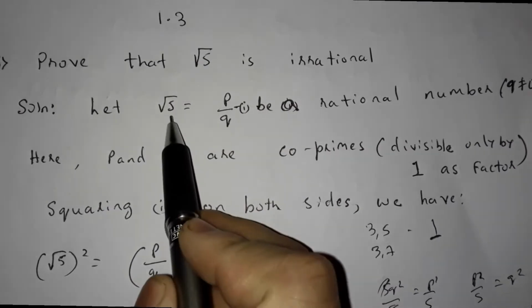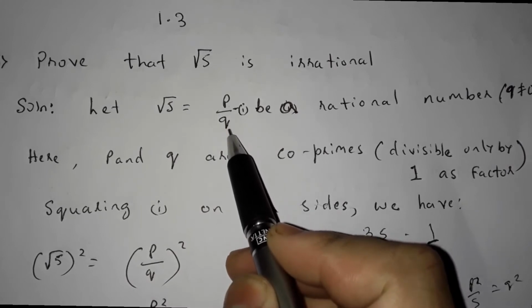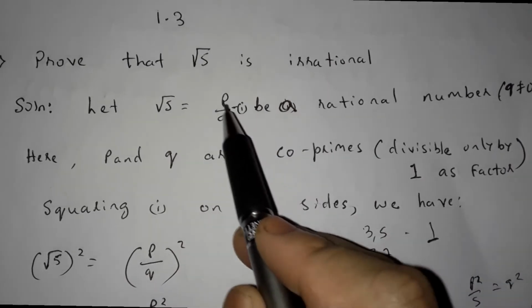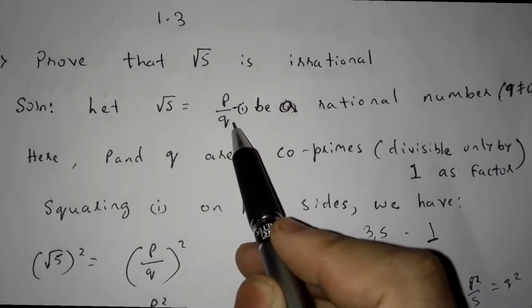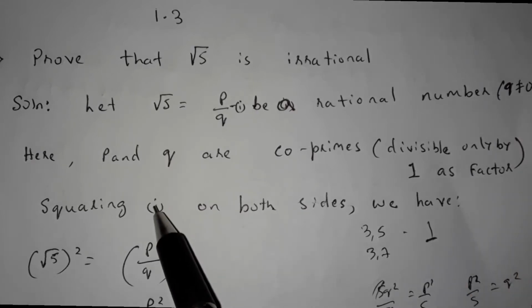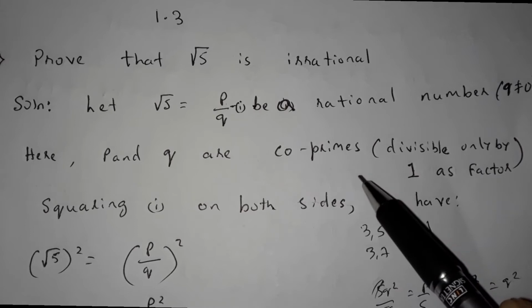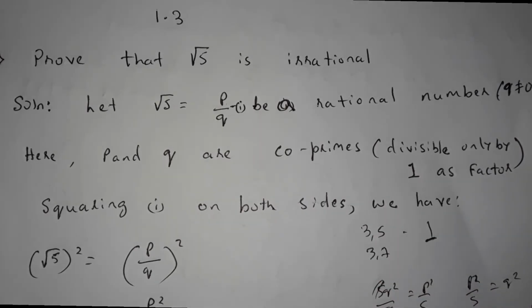So let root 5 equal p by q, where p and q are integers and co-primes. Let root 5 equal p by q be a rational number, and q is not equal to 0, never equal to 0. Here p and q are co-primes. Co-primes means that the only factor that can divide both p and q is 1.